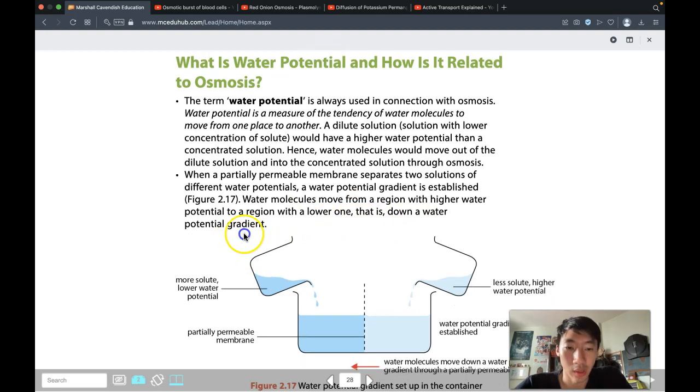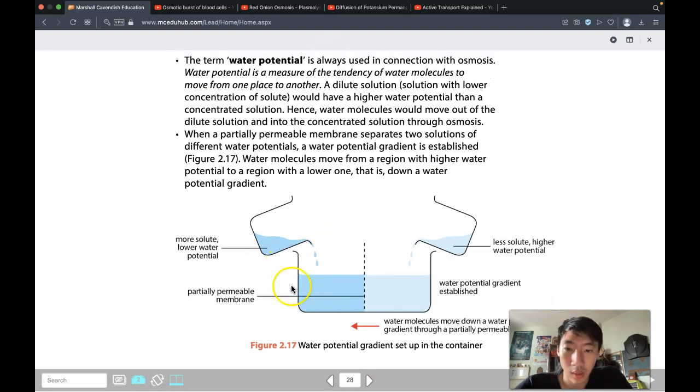water potential gradient. Okay, so here we see this area has more solute. What's a solute? A solute means something that can dissolve in water. For example, salts, for example, sugars, right? So previously they used sucrose. Another common solute would be salt, table salt, NaCl. Then over here, this is less solute and high water potential.